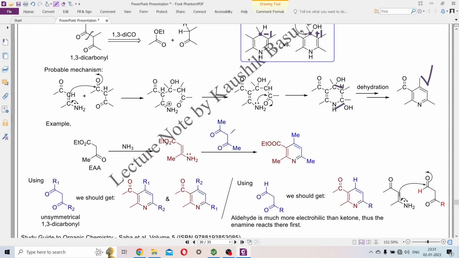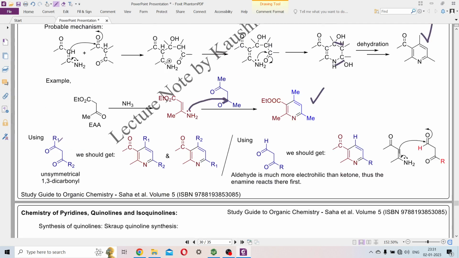Because acetyl acetone has the two carbonyls equivalent, it does not matter which of the carbonyls is first attacked. Because these two are equivalent, you are always going to end up with this product. But if they are different, say an unsymmetrical 1,3-dicarbonyl compound, then it may so happen that the nitrogen attacks this carbonyl first, so you end up with that one, where R2 is at C2 and R1 is at C4. Or it could happen that it is attacking the carbonyl associated with R1. Then in that case, you will get R1 at C2 and R2 at C4. These two are obviously regioisomers.